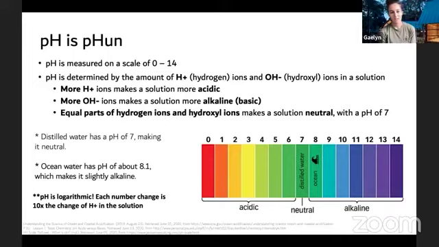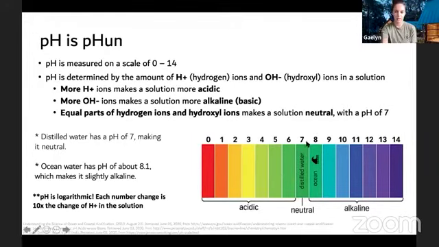And so what makes something acidic? Having more hydrogen ions, H+, right, than hydroxyl ions. So in the pH, you are going to be looking at those two things. You're going to be looking at hydrogen ions and hydroxyl ions. So if you have more hydrogen ions, you're going to have an acidic solution. And if you have more hydroxyl ions, you're going to have an alkaline or a basic solution. But if you have equal parts of those two ions, you are going to have a neutral solution with a pH of 7.